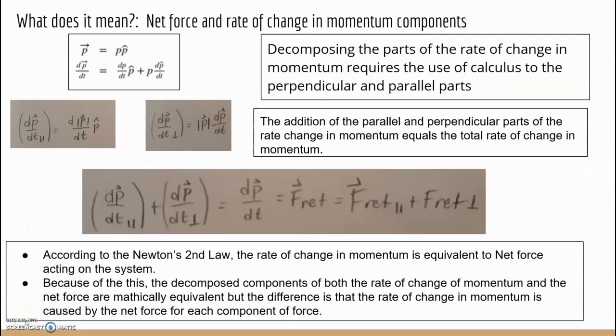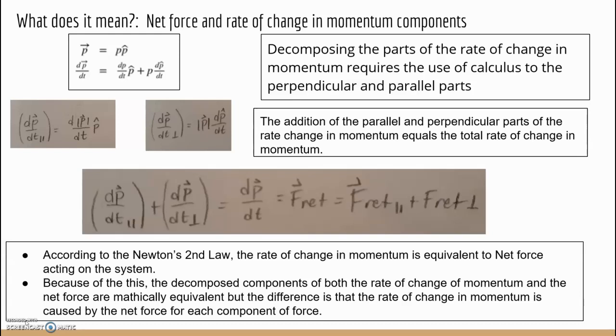Mathematically, the rate of change of momentum and its parallel and perpendicular components are equivalent to the net force and its corresponding components, according to Newton's second law. The difference between the parts is that one causes the other. If there is a rate of change of momentum, then there is a change in motion that is caused by a non-zero net force. So the net force causes the change in motion.